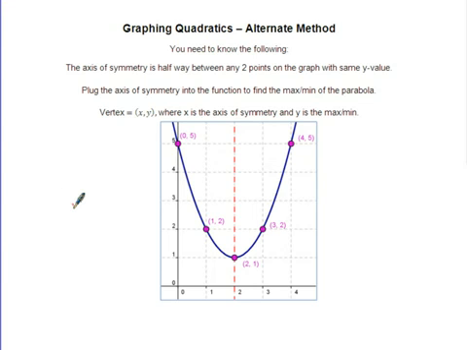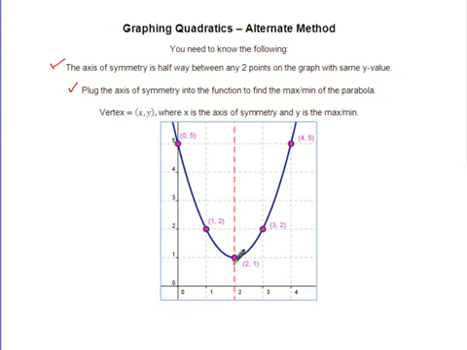In order to work through these problems, we need to know a couple things. First, you need to know that the axis of symmetry is halfway between any points with the same y values. So it's between a 1 and a 3. The y values are the same, they're 2's. Here the y values are both 5's, and your axis of symmetry is between these 2 points. Also, you need to know that if you plug your axis of symmetry into the function, you will find the min or the max of the parabola.